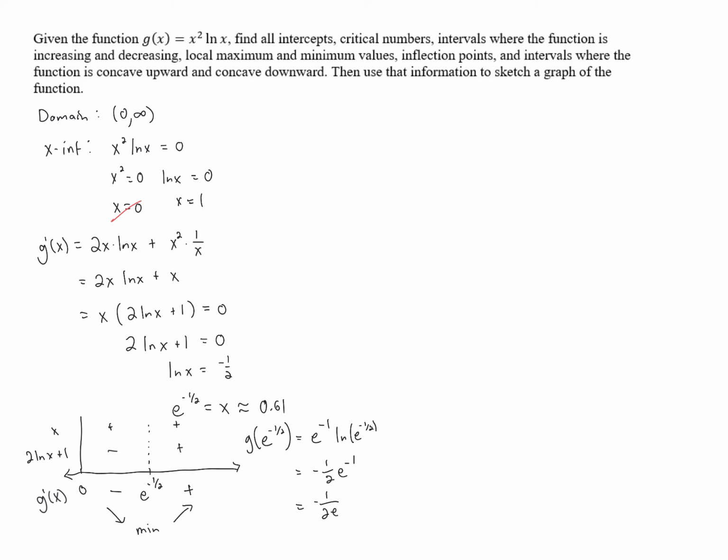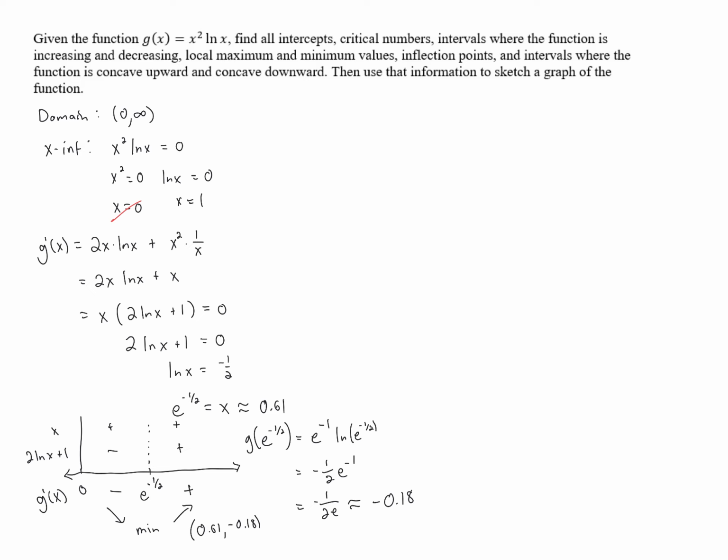which is approximately equal to negative 0.18. So our local minimum is going to be at approximately 0.61, negative 0.18, if we're going to want to graph that. Then we want to deal with concavity, which means we're going to have to take the second derivative.